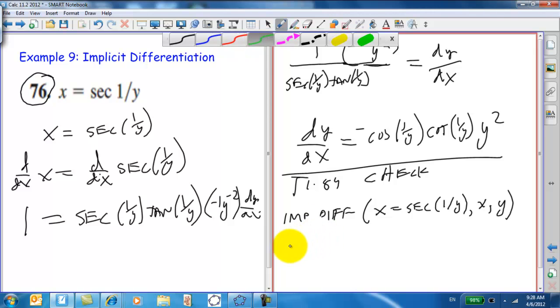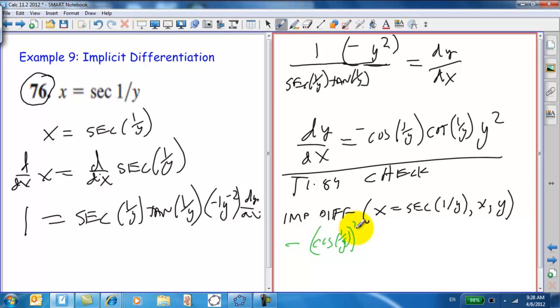Okay, so the calculator gave me negative cosine of 1 over y, all that quantity squared, y squared over the sine of 1 over y. Do you see how these are the same? Because you could take my answer, change cotangent to cosine over sine, and so that's how they're getting cosine squared of 1 over y, and that's sine 1 over y in the bottom. I'd accept either.